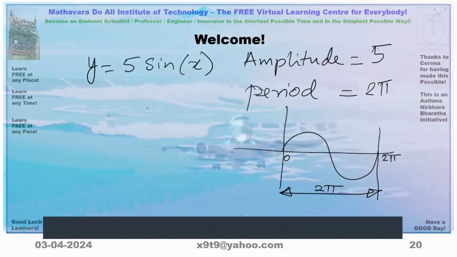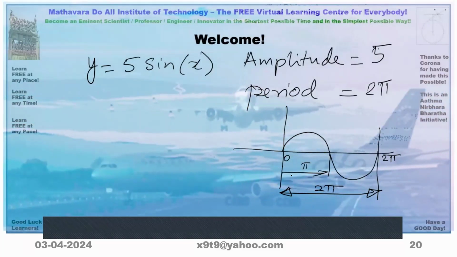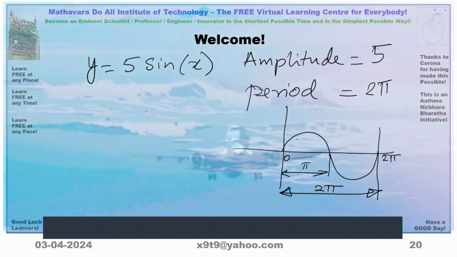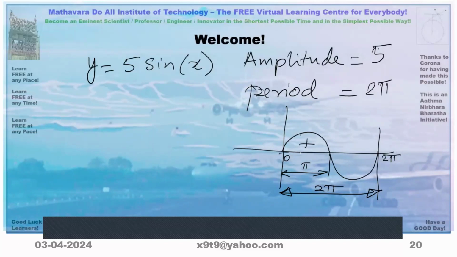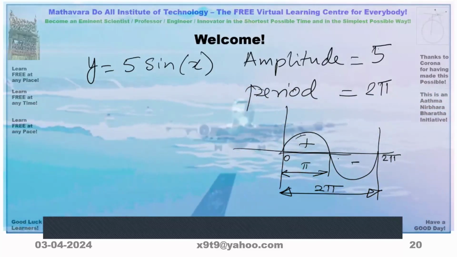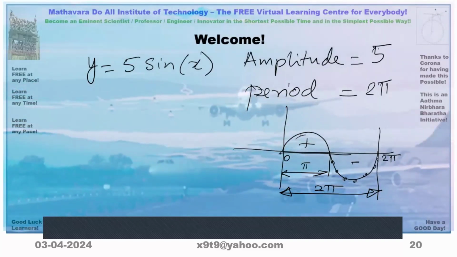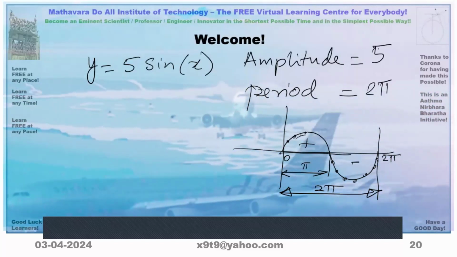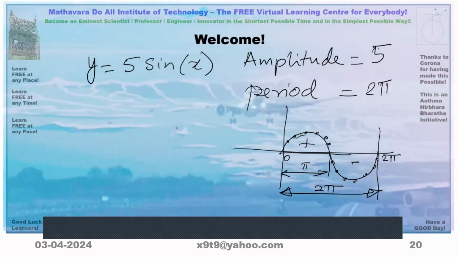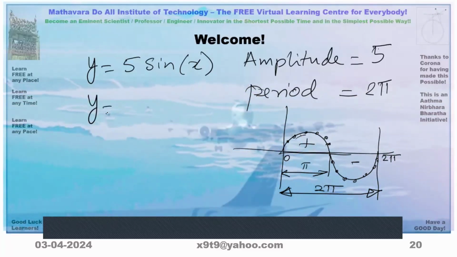That is the period. Only if you want here to here, it is pi. That is half of the period. This is half of the period. This is called positive cycle. That is, values are above the x-axis. This is negative part of the cycle, which is points below the x-axis. These points are above the x-axis. You're able to follow?